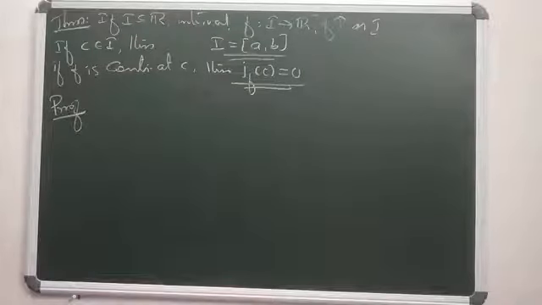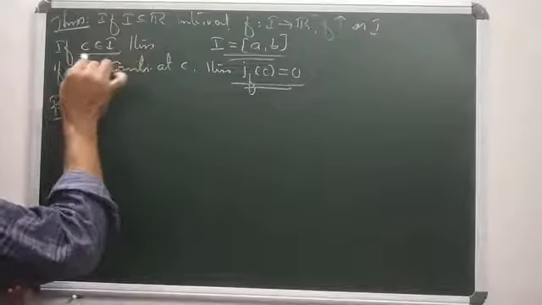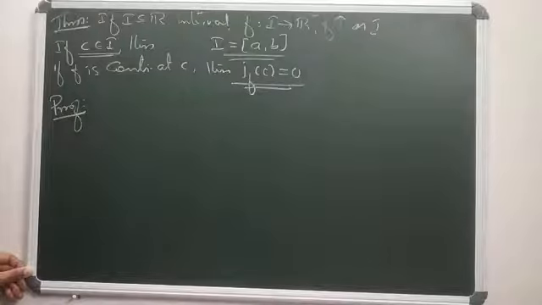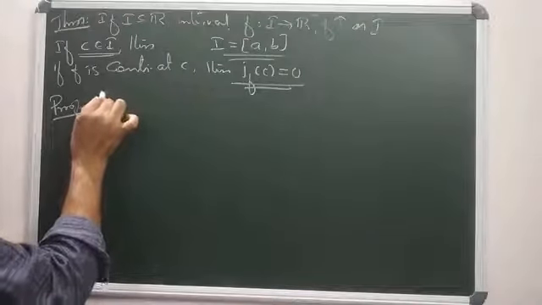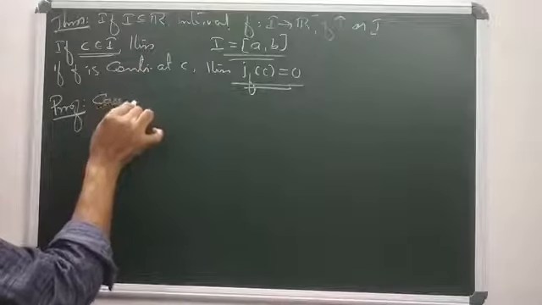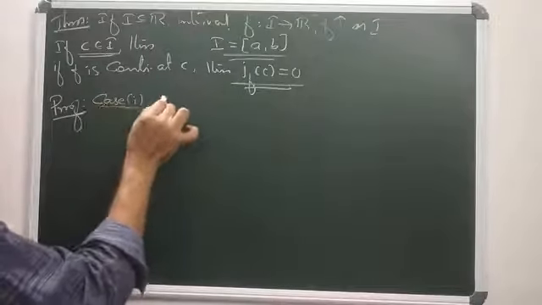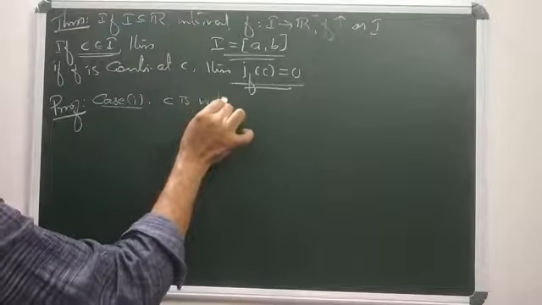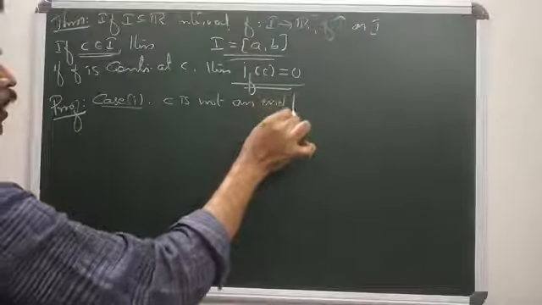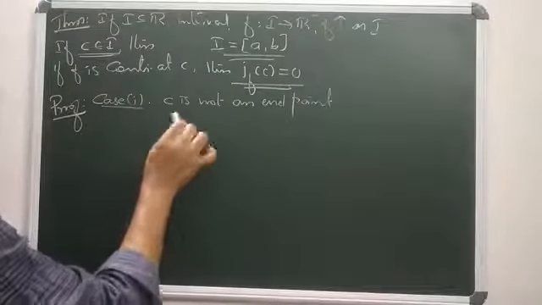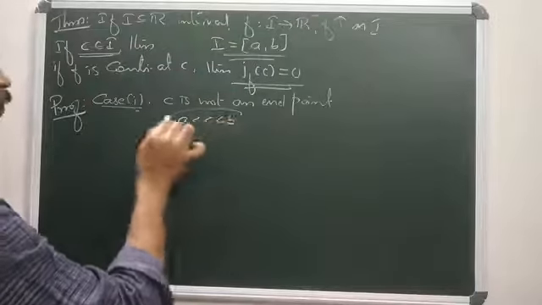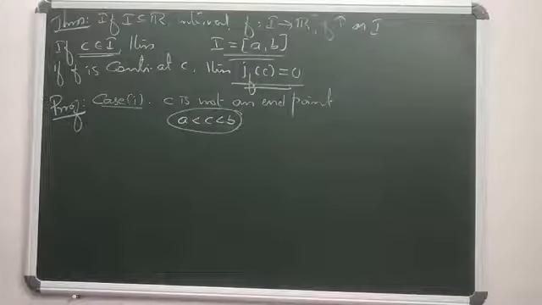Okay. How to prove this one? There are three cases. Why? Because c is in I. First case: c is not an endpoint. That means c lies in between a and b, a less than c less than b. This is the first case, c is not an endpoint.